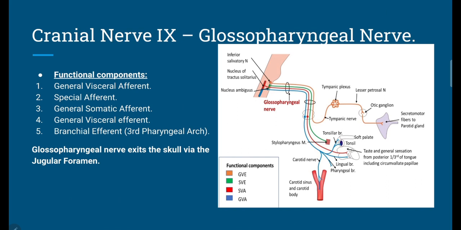Let's start with the glossopharyngeal nerve. The glossopharyngeal nerve is number 9, and there are 5 functional components of the glossopharyngeal nerve. Number 1 is the general visceral afferent, then special afferent, general somatic afferent, general visceral efferent, and the branchial efferent that includes the muscles of the third pharyngeal arch, which were supplied by the glossopharyngeal nerve during embryonic development. The glossopharyngeal nerve exits the skull via the jugular foramen.